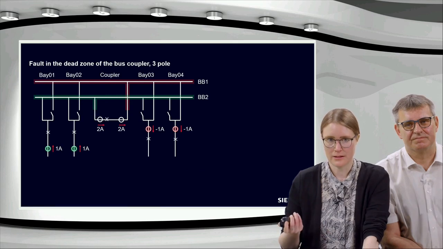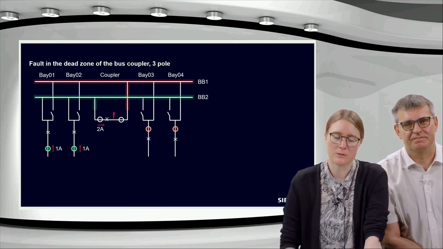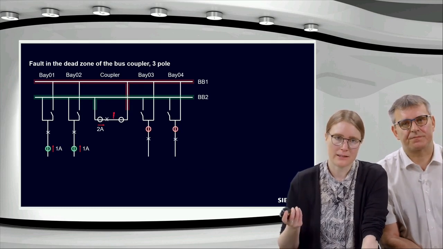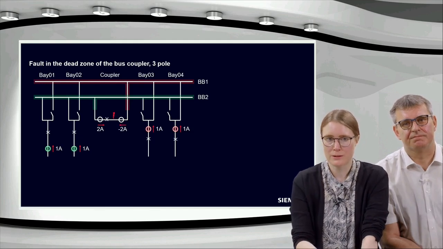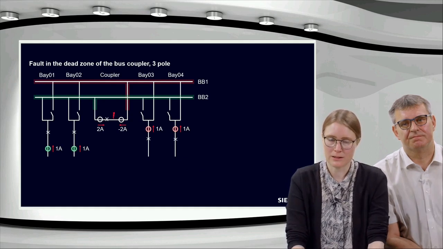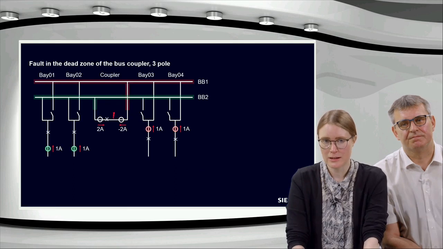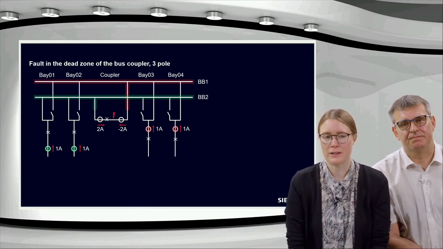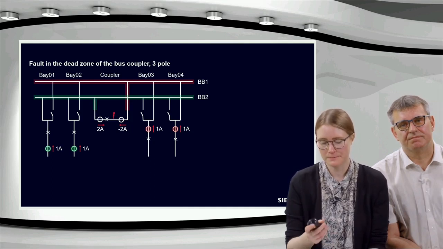And now let's assume there is a fault here on this position, so between the 2 CTs in the coupler. And this means here is the fault, so the current is flowing towards the fault. So now the direction in bay 3 and 4 and in the right coupler CT changes. And now from both directions, the current is flowing again towards the fault here. And this is happening 3-pole.